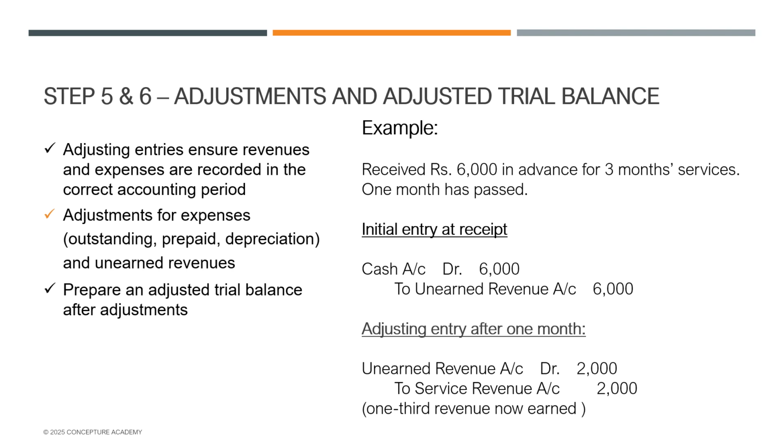So let's see an example to understand this better. Suppose Bright Traders received 6,000 rupees in advance for providing services for 3 months.